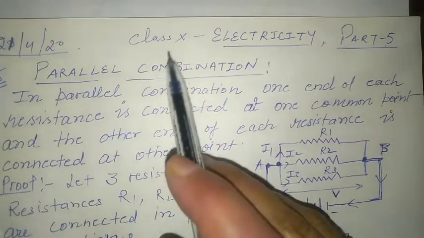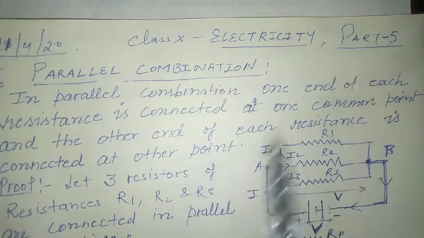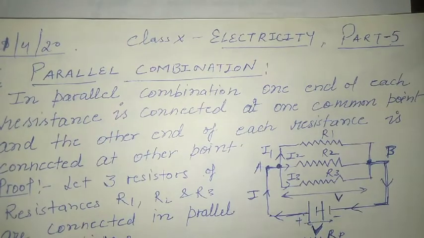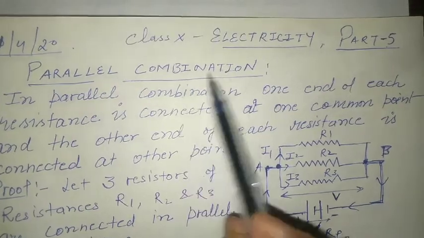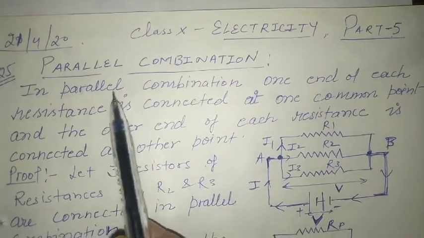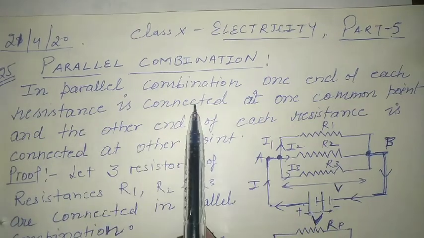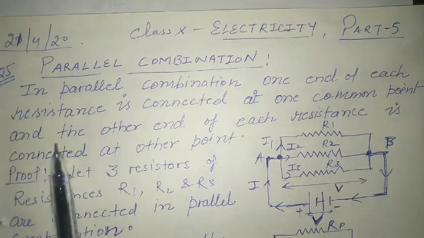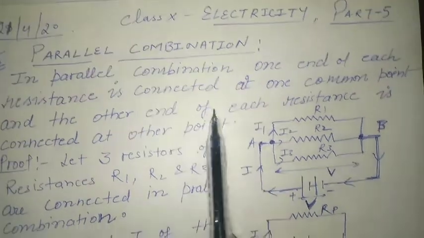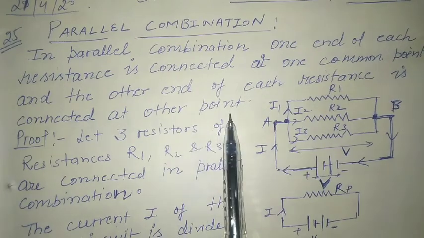Hello everyone, we are here with the same chapter, electricity, and this is part 5, and the new topic is parallel combination. In parallel combination, one end of each resistance is connected at one common point, and the other end of each resistance is connected at the other point.